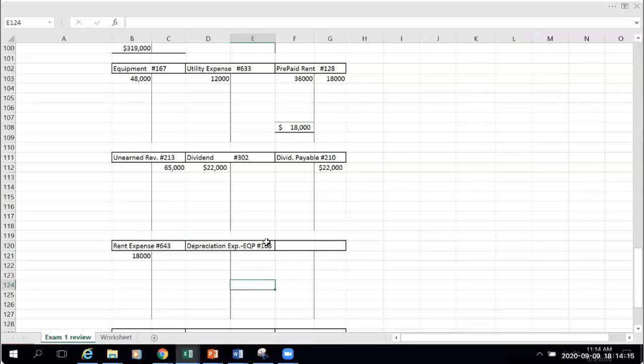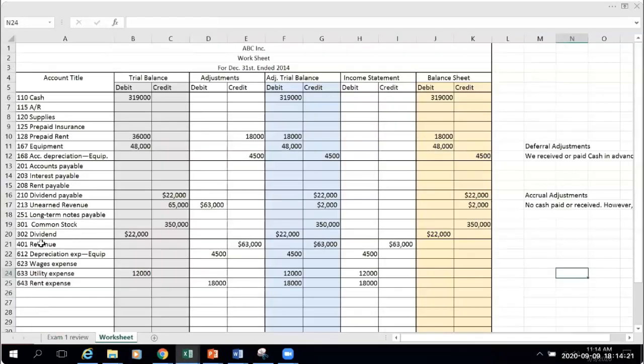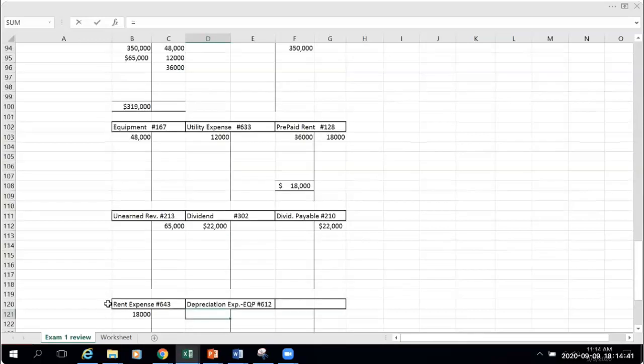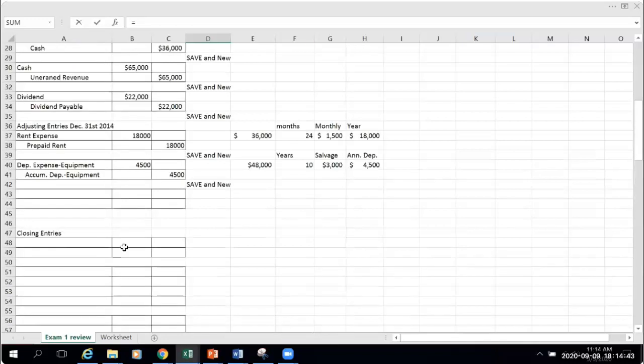Oh, depreciation expense? No, depreciation expense is not 168. Let's look. Depreciation expense 612. Okay, so debit depreciation expense equals to, go up, click on that depreciation expense, enter.